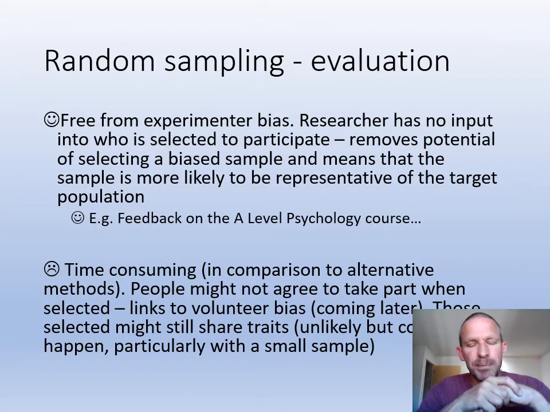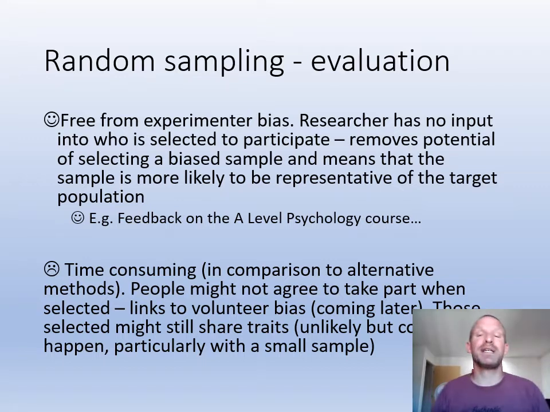So we're going to talk about bias through a lot of these. With a random sample, in theory, that takes away researcher bias. There'll be other approaches that we'll look at where the researcher potentially could influence who takes part in the study. But a random sample, it can be anybody. So I've put the example here of feedback on the A-level psychology course.